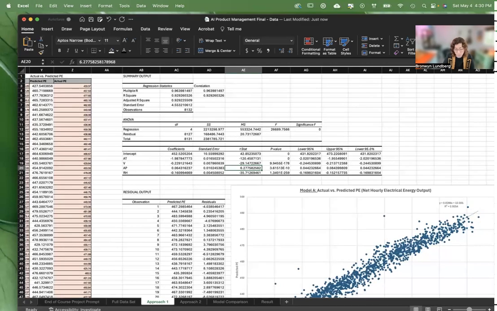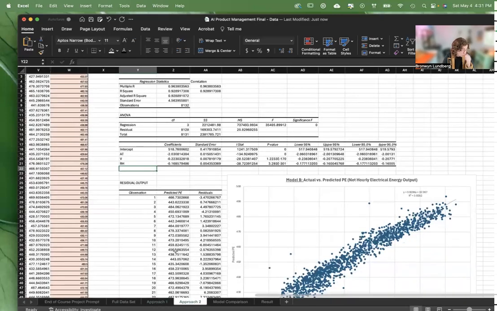So therefore, for the second model that I mentioned, I decided to drop AP as a feature so that the next model, approach number two, would have only the top three most effective variables in terms of what affected the outcome. So that is how I approached that. So here's approach number two.